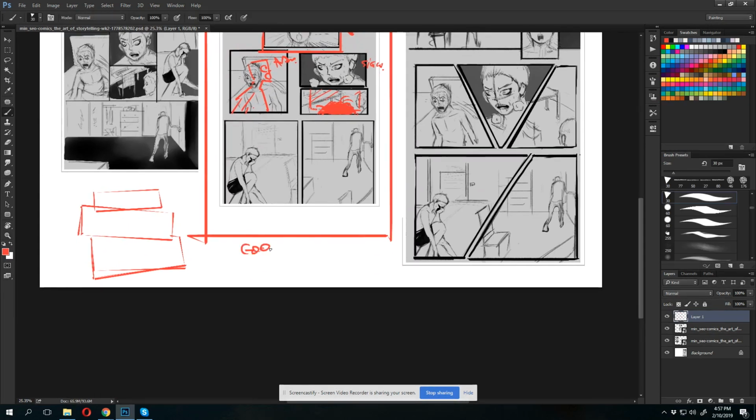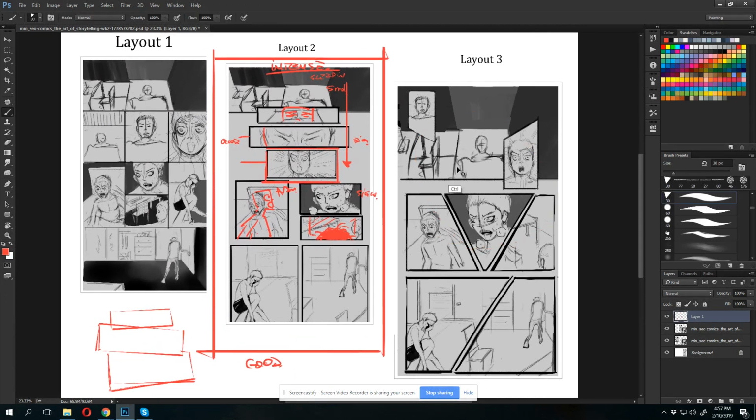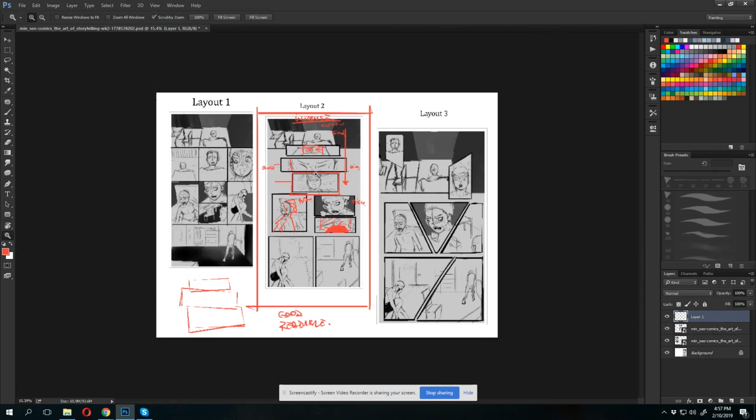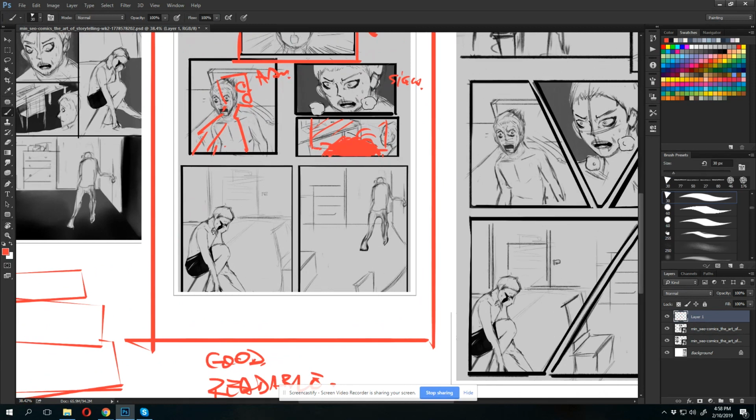So this is good, and these are interesting, but they don't have the same readability, right? So this is the most readable, and has the most fluidity to it. Okay, so this is personally what I would do, and I would make this moment here with him.